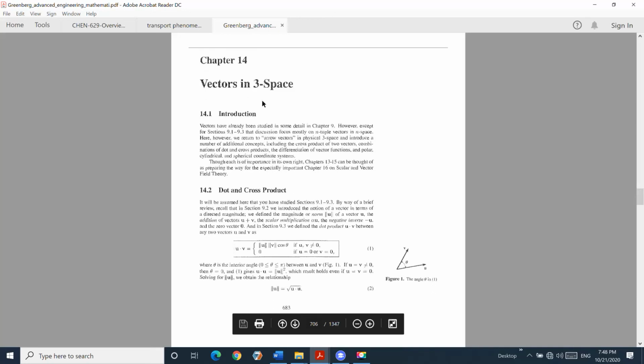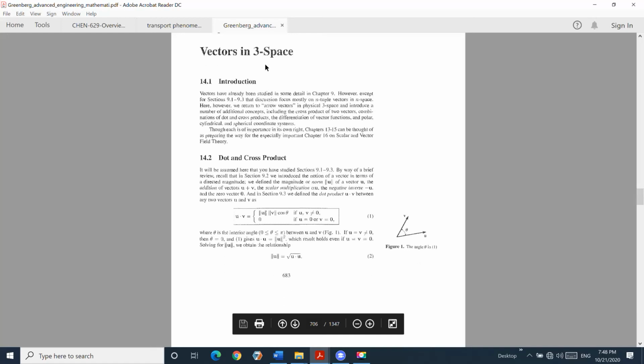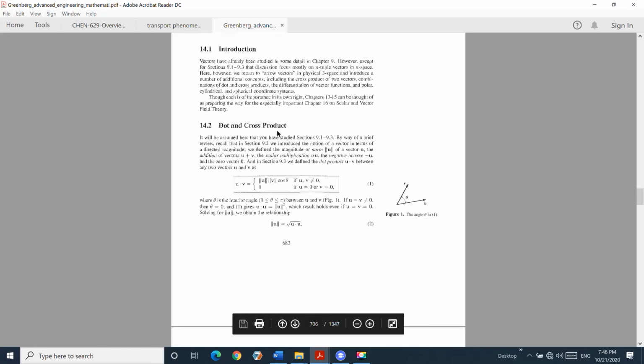Chapter 14 covers vectors in the three space. Actually, in transport phenomena, we're gonna involve the analysis and derivation of the equations in the three space x, y, z. This is either Cartesian, cylindrical, or spherical coordinates, and we are gonna deal with it in three space. So what is the dot and cross product?